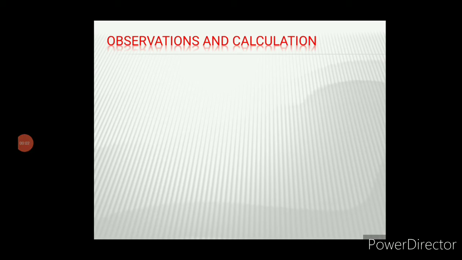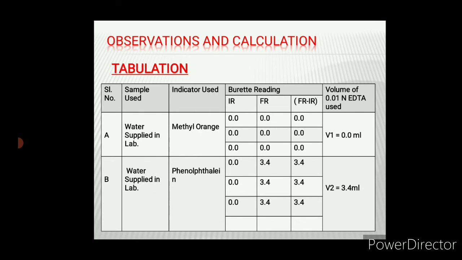Okay students, so we have understood the procedure, and we have observed the experiments too. Then let us move towards the observations and calculation part. For that, first the tabulation, how to represent all the values. So now we have performed the experiment and we got methyl orange acidity and phenolphthalein acidity. Clearly it was visible that methyl orange acidity was 0. That means the sample did not have any methyl orange acidity.